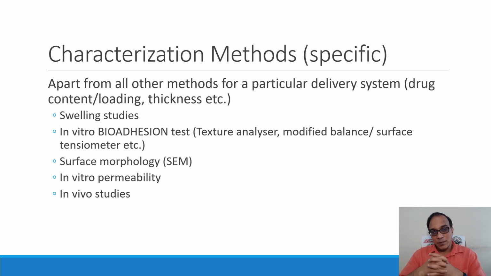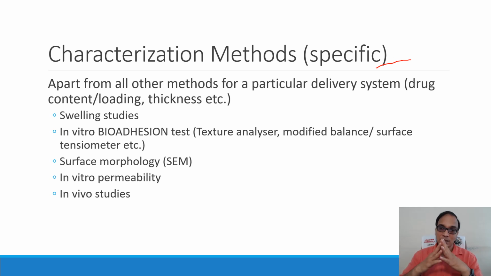Now let us focus on the characterization methods, and that too the specific ones. Why specific? Because all the characterization parameters generally done for a film or a tablet will be there obviously. Here we are focusing on the mucoadhesive characterization needed especially for ensuring the bioadhesion properties of the delivery system. Apart from other methods for a particular delivery system, like drug content, loading, thickness, and surface morphology, there are things like swelling studies, which must be done. We will be discussing it. There is also the in vitro bioadhesion test with the help of a texture analyzer, a modified balance, a surface tensiometer, etc.